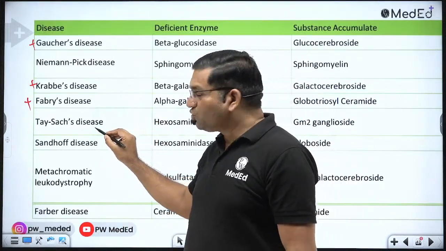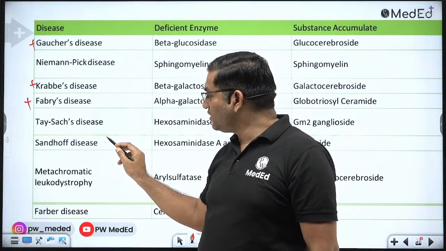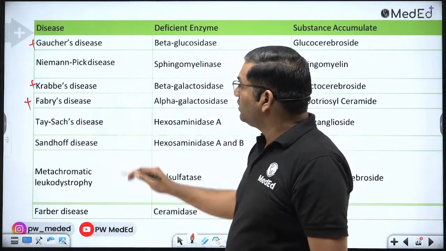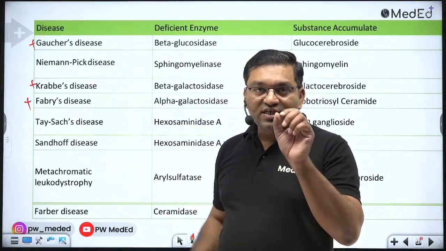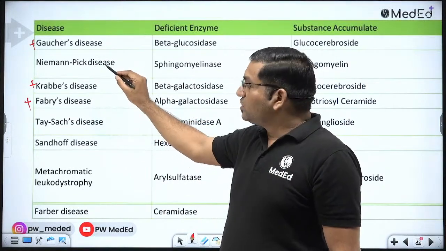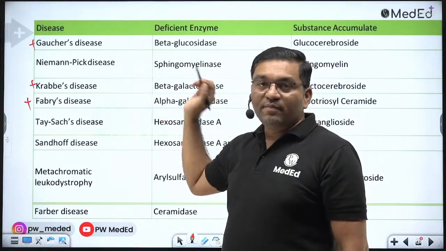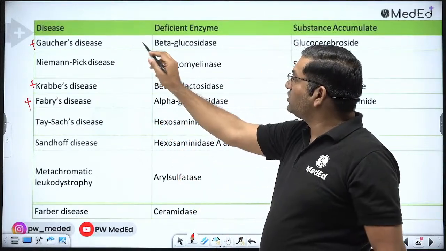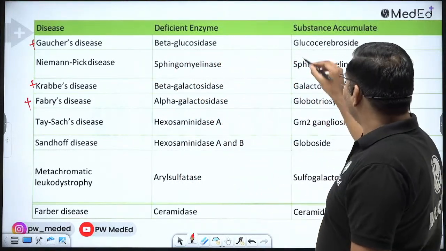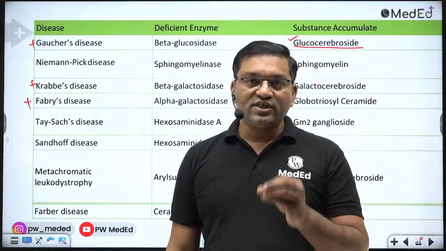In Tay-Sachs disease, there is no organomegaly. In Sandhoff disease, along with the features of Tay-Sachs disease, there is organomegaly, meaning hepatosplenomegaly. In Niemann-Pick disease, there is cherry red spot on the macula and mental retardation, due to defect in sphingomyelinase, and there is hepatosplenomegaly. So Gaucher's disease is due to beta glucosidase or glucocerebrosidase defect, and there is accumulation of glucocerebrosides.